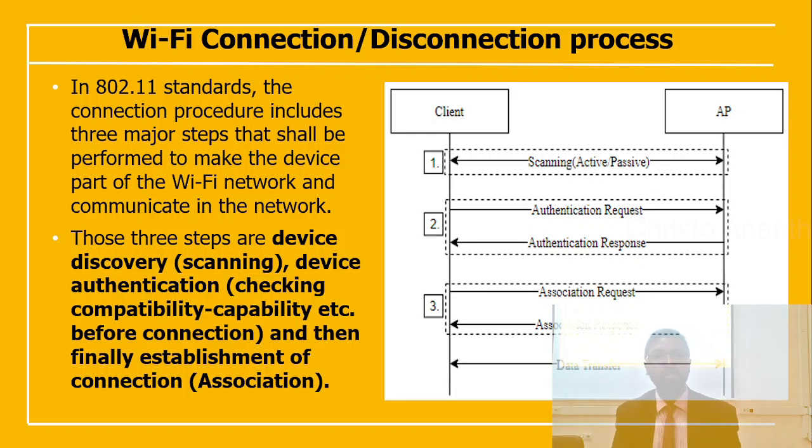So the 3 steps are nothing but device discovery. First of all, when you switch on, you discover the device. That is scanning. So immediately when you switch on the Wi-Fi, scanning. Then device authentication. Sometimes scanning is okay, but authentication failure will happen. So you have to check the compatibility and capability before the connection, and then finally establish the connection.